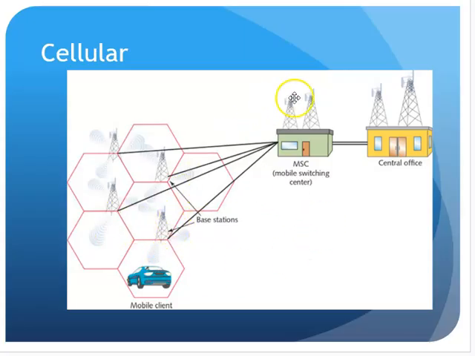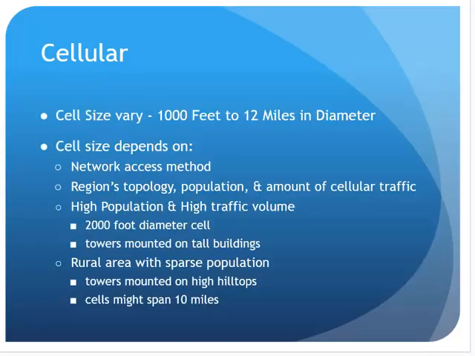These base stations are connected back to a mobile switching center, which eventually connects into the central office. And here we're usually talking maybe a fiber optic connection going from the base station to the switching center. That's a lot of times what we run into.